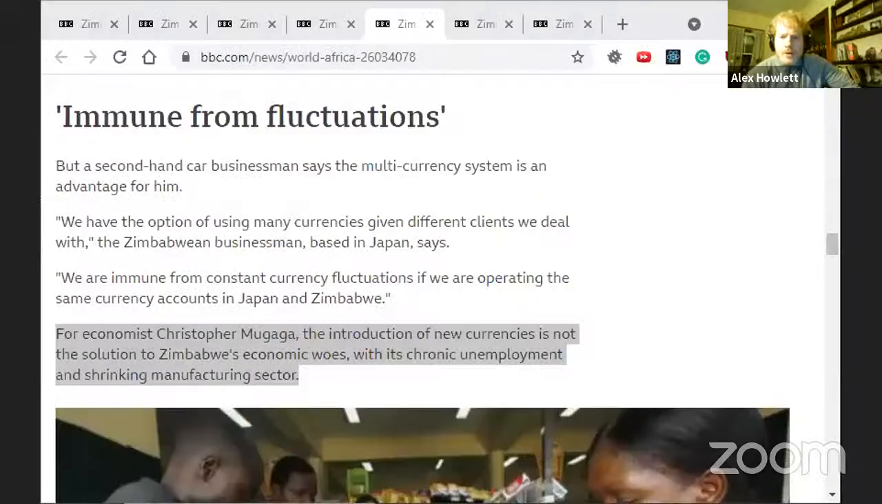Yeah, so let's get to another quote from the article here. So let's see. For economist Christopher Mugaga, the introduction of new currencies is not the solution to Zimbabwe's economic woes with its chronic unemployment and shrinking manufacturing sector. So I think this points to a couple of the tensions that the Zimbabwean institutions are facing here, which is that they're worried about unemployment, and they're worried about how much stuff they're producing, that kind of thing.